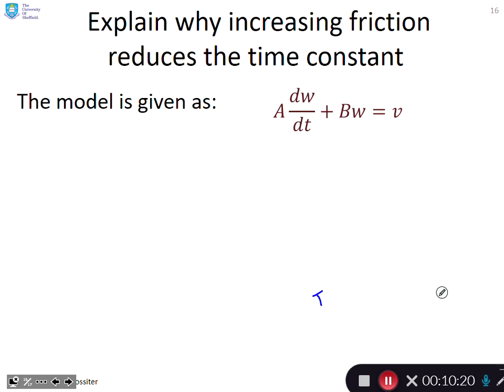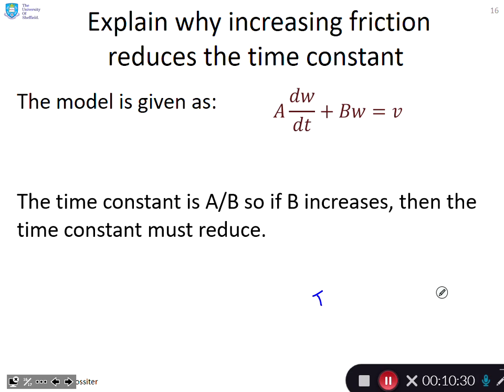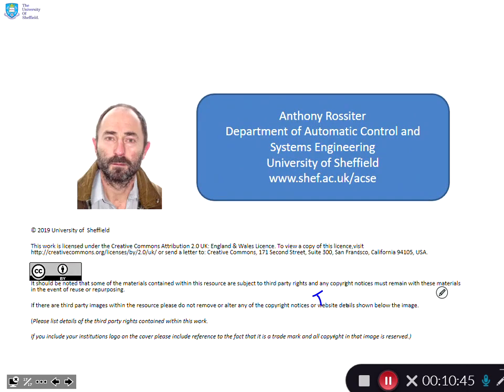Next part then, explain why increasing friction reduces the time constant. Well, here's the model. A dω/dt + bω = v. The time constant is clearly A over b, and what we've said is if you increase friction, you're increasing b. So if you increase b, then clearly A over b must be going down. And this is the end.